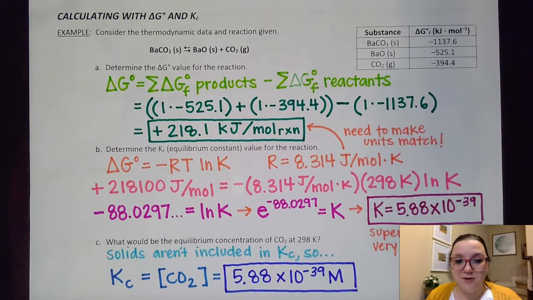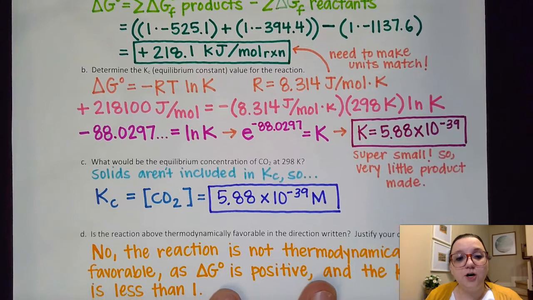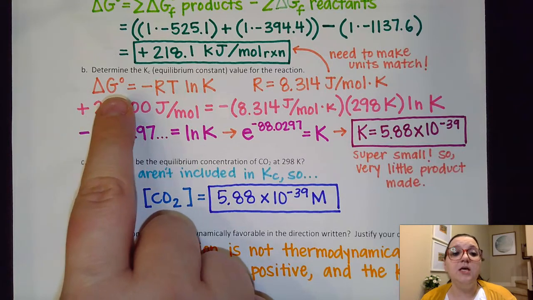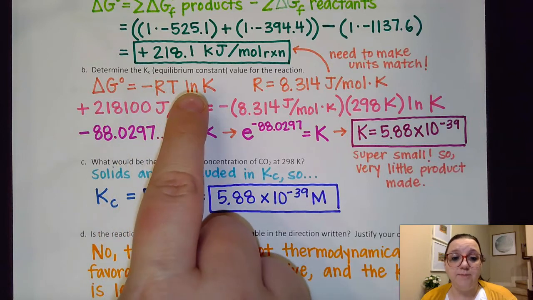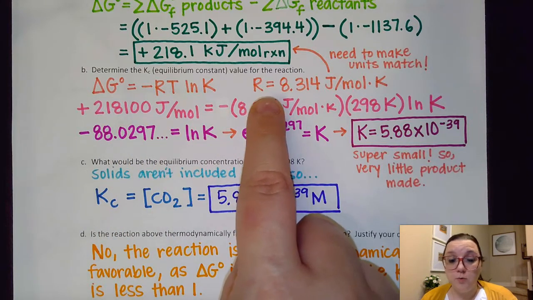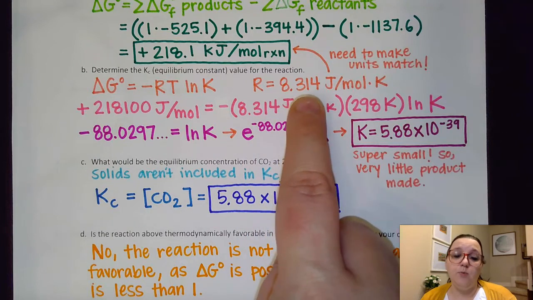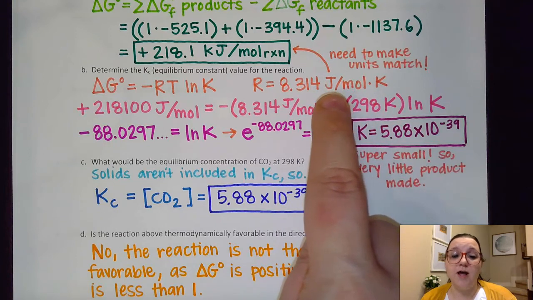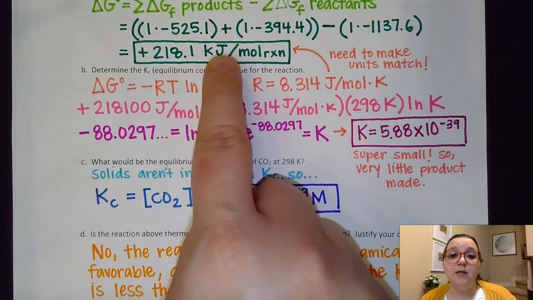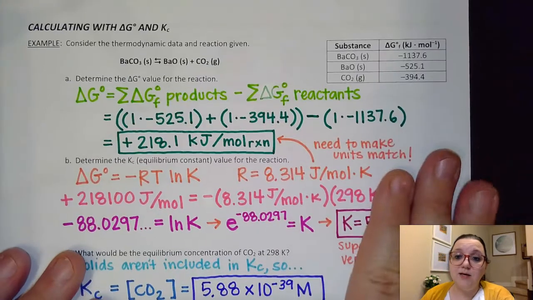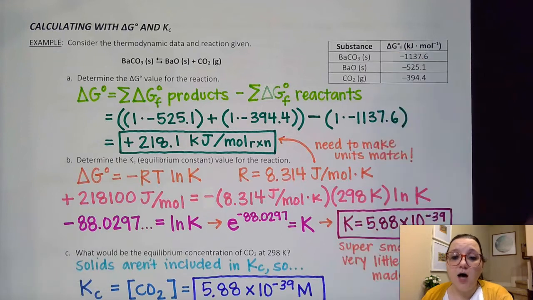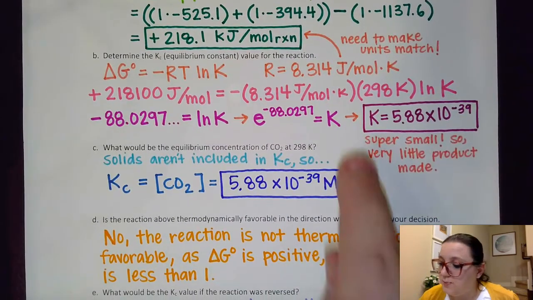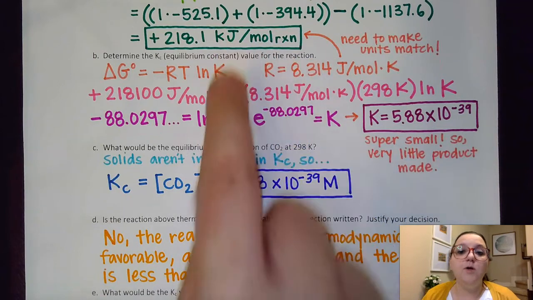So let's talk about the next calculation. What they want us to do is to determine the Kc, the equilibrium constant value for our reaction. And so I'm going to use our new equation of delta G equals negative RT ln of K. And we know that our R value, the only one we're allowed to use for this type of problem, is the 8.314 joules per mole times Kelvin. Now we have to be careful here. This is joules, right? Well, look at your calculation up above. This was in kilojoules. Why? Because this table was in kilojoules. So you got to be really careful here with your units. You have to make these units match up when you're plugging in.